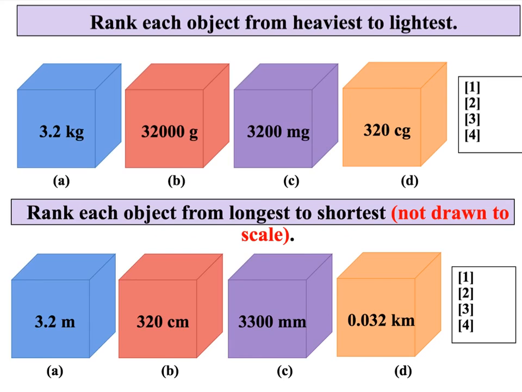And the last part is, again, just comparing size. So you're looking in the first section, rank them from heaviest to the lightest. So which has the heaviest mass in grams to the lightest. And the second part is ranking from the longest to the shortest. So the longest distance in meters to the shortest distance.